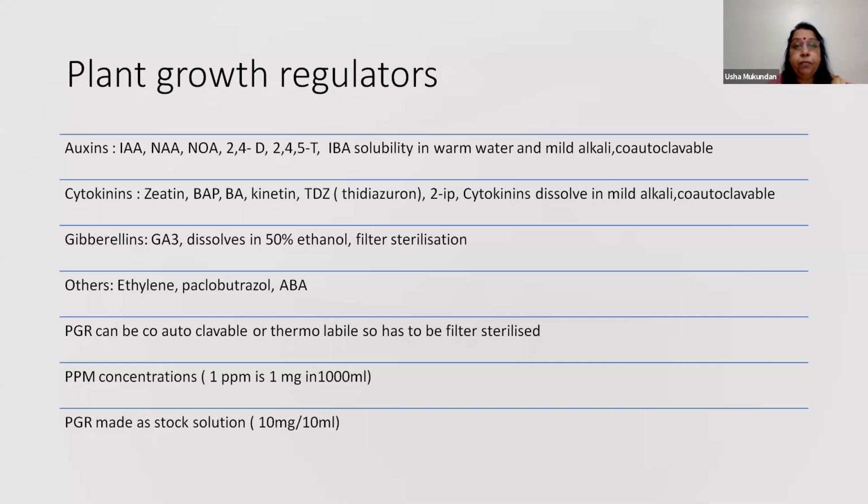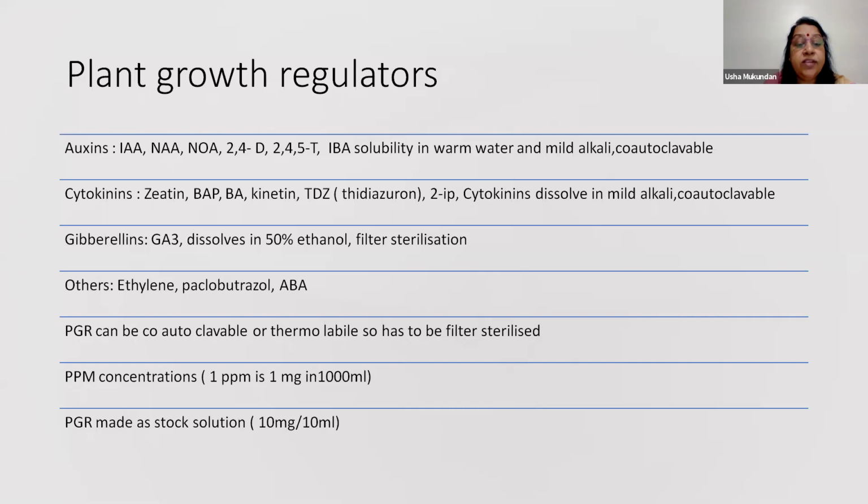We'll be talking a little bit more in detail in the next part, are auxins. So indole acetic acid, naphthalene acetic acid, naphthoxy acetic acid, 2,4-dichlorophenoxy acetic acid, a strong inhibitor of morphogenesis. That means if you require callus, then you need to add 2,4-D in the medium. 2,4,5-trichlorophenoxy acetic acid. Then rooting hormone, indole butyric acid.